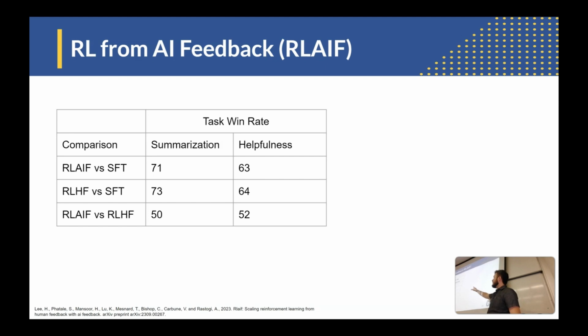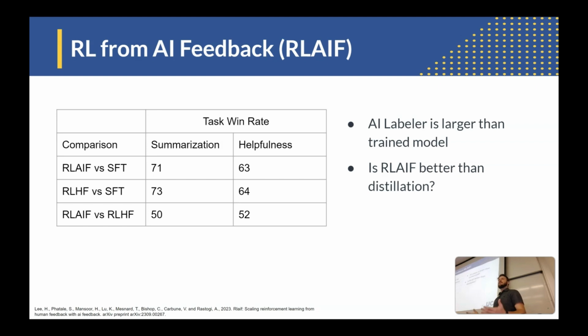This original paper showed that it's pretty competitive with RLHF. Here is a win rate on 2 different tasks, so how often a downstream user preferred output from RLAIF versus RLHF. It had a pretty competitive win rate. However, in this scenario, the labeler we're using is much larger than the model we're training. Is this just distillation? Is this better than distillation? I don't know. How helpful is this actually if we're trying to improve state of the art?